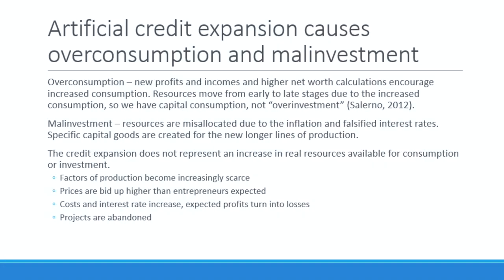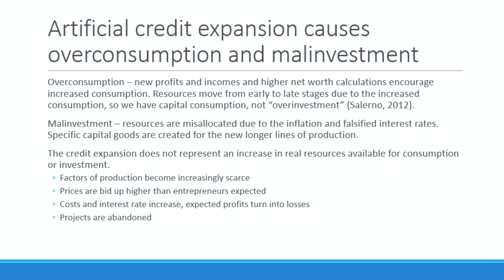And we also have malinvestment. And malinvestment is the fact that resources are misallocated. So it's not like, oh, we move resources from these lines to these lines, but let's just finish it out. It's like, no, it's a misallocation because it wasn't based on available resources. It wasn't based on consumers' time preferences. These projects have to be abandoned, both financially and physically. It's like, this is not going to pan out. And so the inflation and the artificially low interest rates encourage that misallocation.